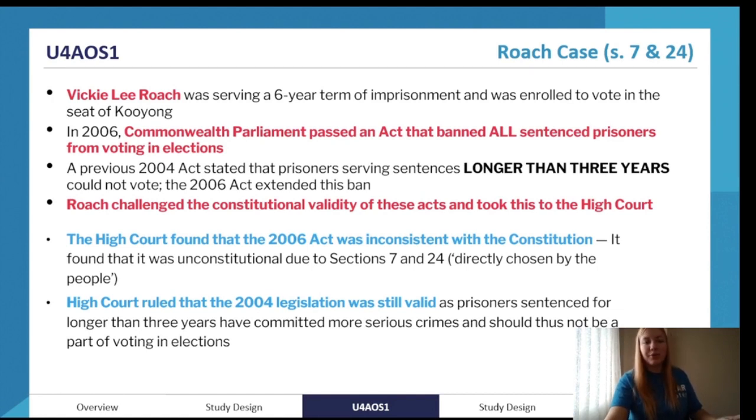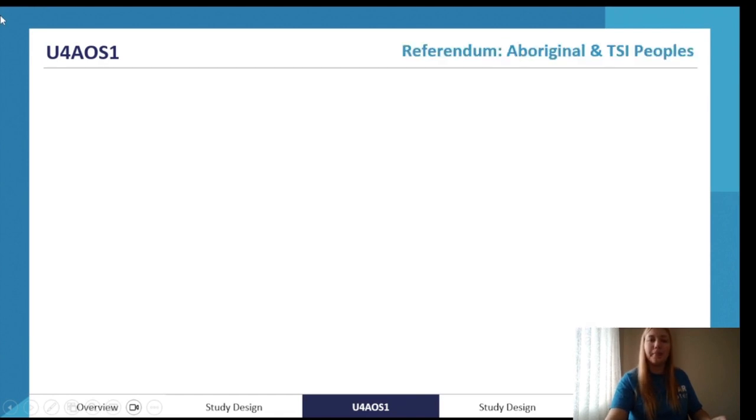So, what happened to Roach? Roach had a small victory because the law was declared invalid, the 2006 Act. However, Roach was serving 6 years of imprisonment, and Roach could not vote because the law was if you're in prison for longer than 3 years, you cannot vote.